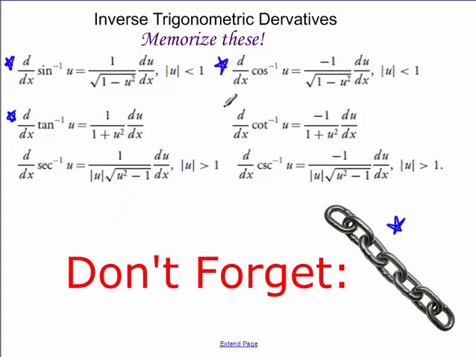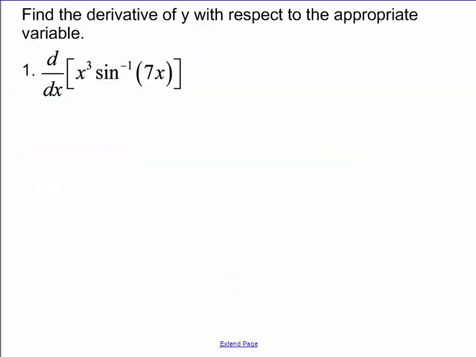Honestly, we don't see secant and cosecant that often. They might show up in homework. I'm almost 100% sure I'm not going to put it on a test. 99.99999% sure I wouldn't put these on a test because I haven't seen those show up on the AP, but you do need to know these top ones. And then remember, always take the derivative of whatever's inside.